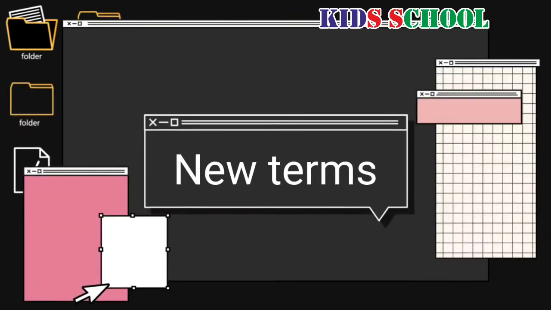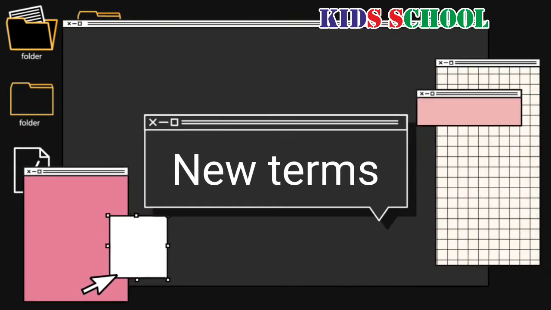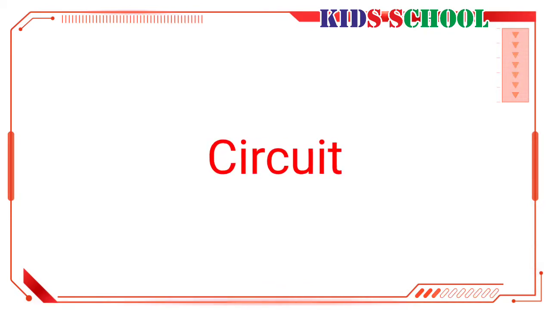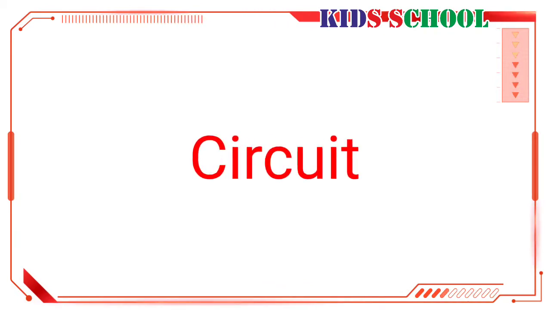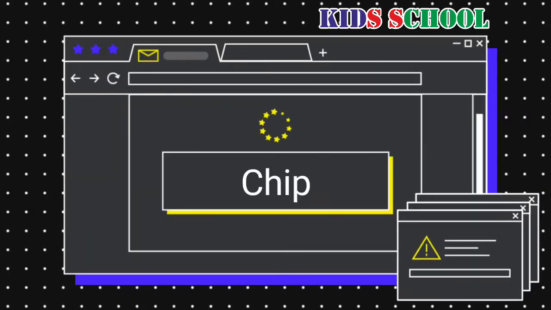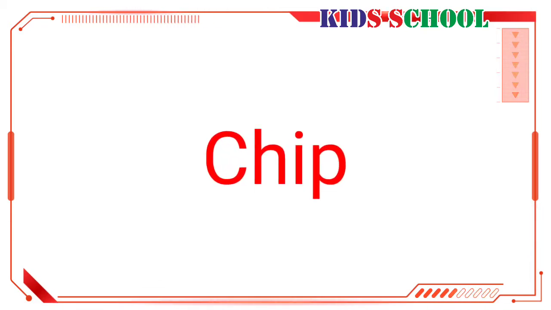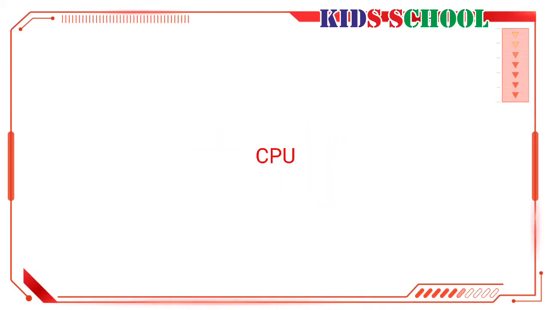Before we learn more about the functions of the CPU in detail, let's understand some new terms. Circuit. Dear students, a circuit consists of many electronic parts that are joined together to form a path through which electric current flows. Chip. A chip is a piece of material called silicon. It has many electronic circuits attached on it. The CPU is a big chip with many electronic circuits on it. It is placed on a printed circuit board called the motherboard.